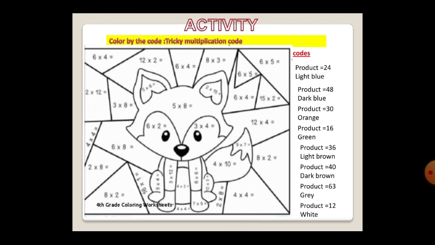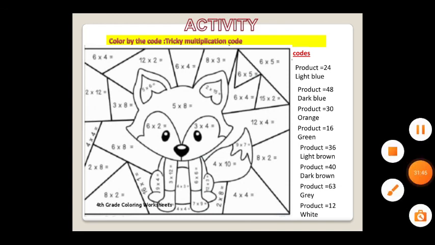Activity, children. See, for example, 6 4s are 24. So for that box, you have to color it with light blue. Like that, use the codes that I have given already. By using these codes, you have to color it. Do this activity, take a pic and send it to me.